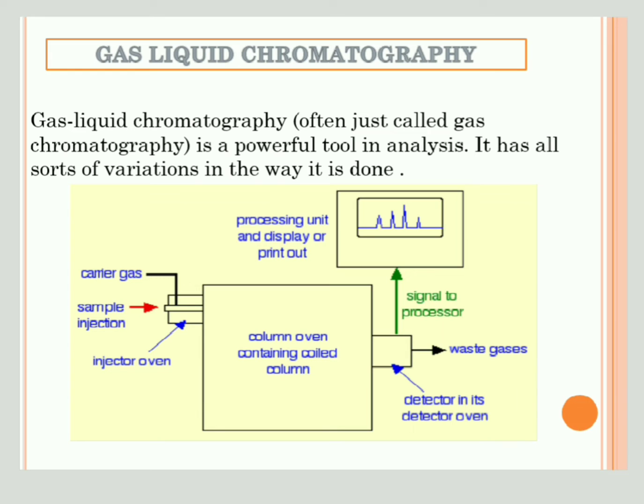The principle here is partition. The components of vaporized samples are fractionated due to the partition between a gaseous mobile phase and the liquid stationary phase held in the column. It means the stationary phase here is liquid, which is in the column, and the gaseous phase is the mobile phase. The stationary phase is a non-volatile liquid held as a thin layer on a solid support like diatomaceous earth. The mobile phase can be an inert gas, helium or hydrogen.